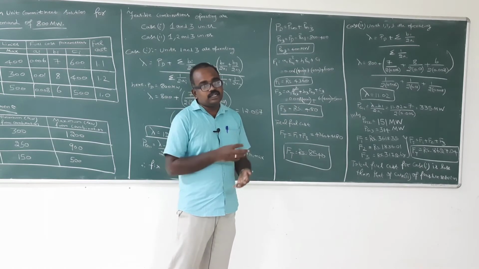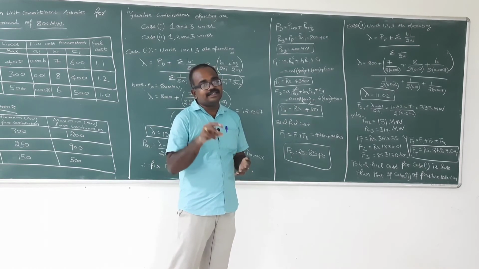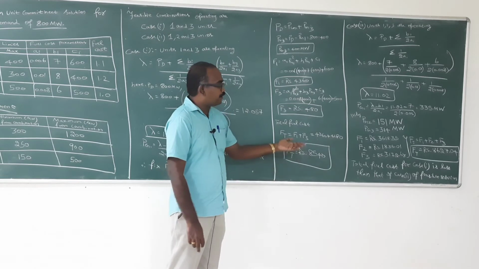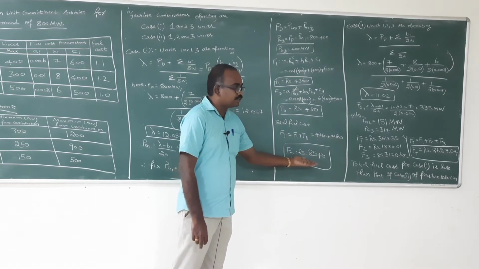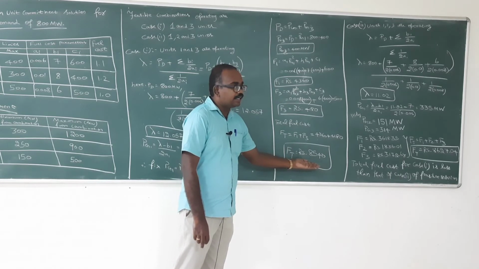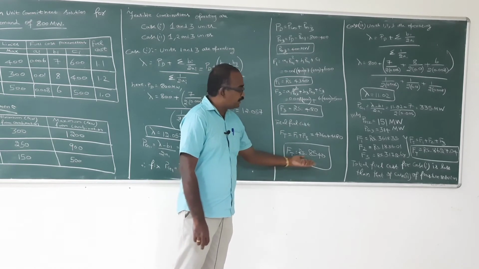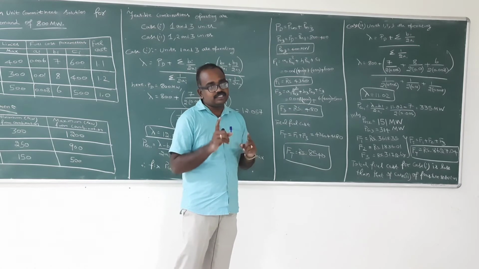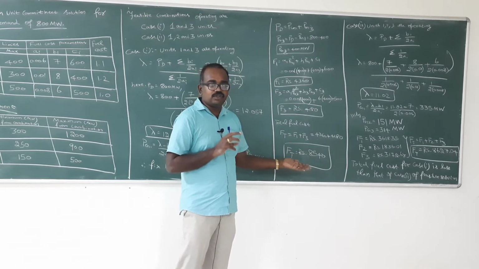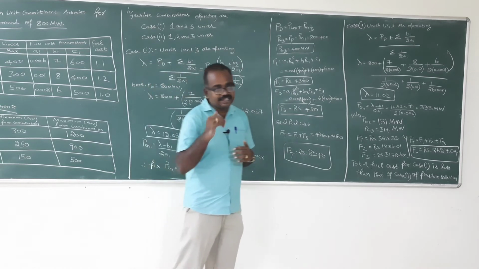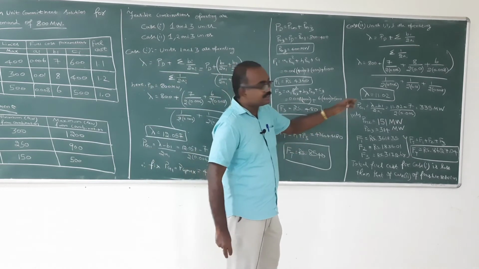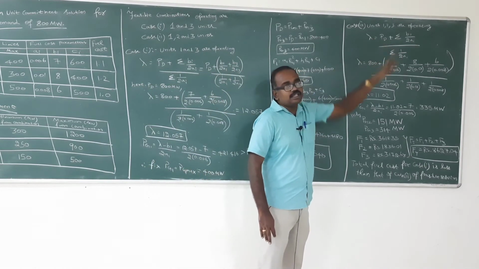4180. The total cost in order to provide that 800 megawatt is, we have to add those two fuel functions, and the total is 8540. Okay, 8540. So for the first case we have found out the fuel cost. Similarly, we have to find the second case. Second case is units 1, 2 and 3.